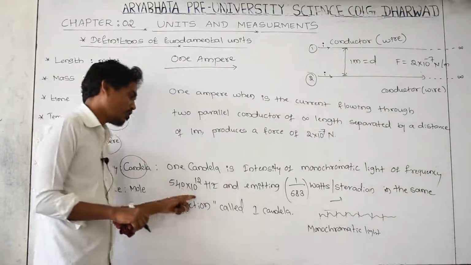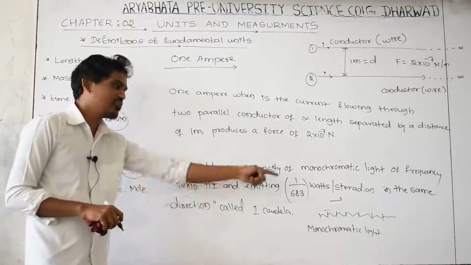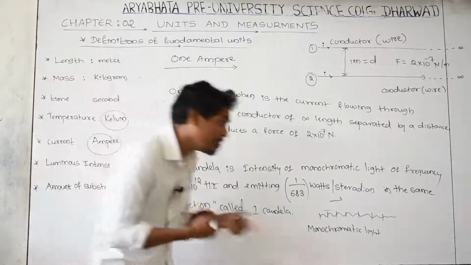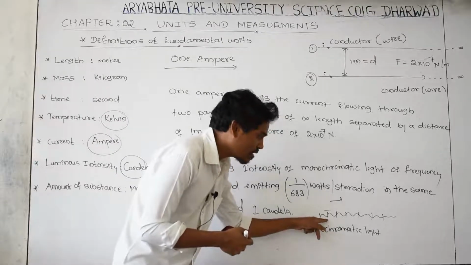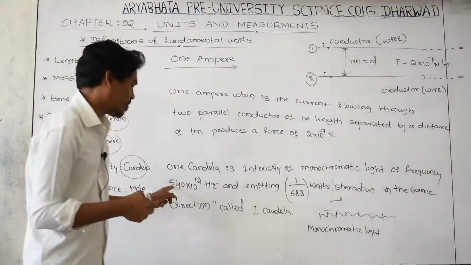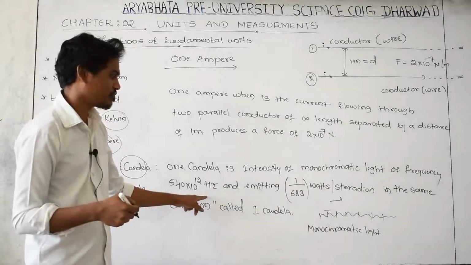540 into 10 to the power of 12 hertz. It means that it is its frequency. In just 1 second, how many waves are passing through the medium in just 1 second of time? 540 into 10 to the power 12 hertz.